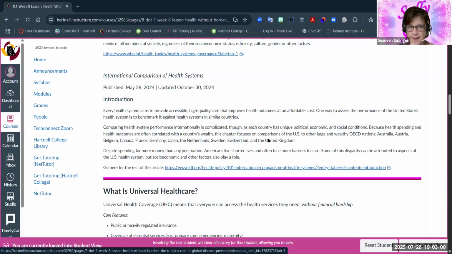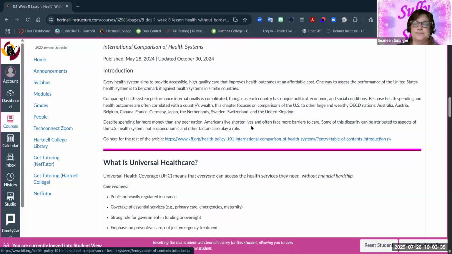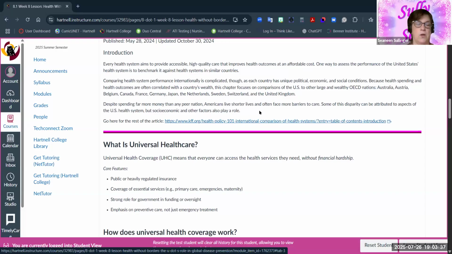And so again, the theme is coming back that despite spending far more money than any other peer nation, considered a wealthy nation, Americans live shorter lives, face more barriers to care, and receive inequitable care. So why? Where is that disparity coming from? That can be attributed to different aspects of our health system, for sure, but also social determinants of health. I like kff.org, it's a good resource, and will give you an international comparison. And I have that in the next tab as well.